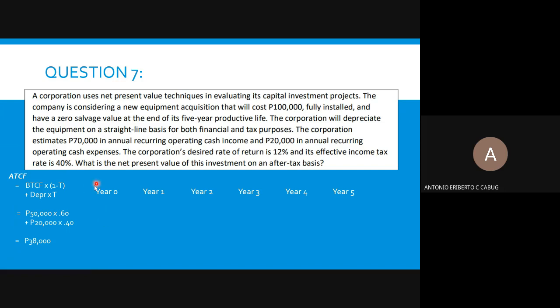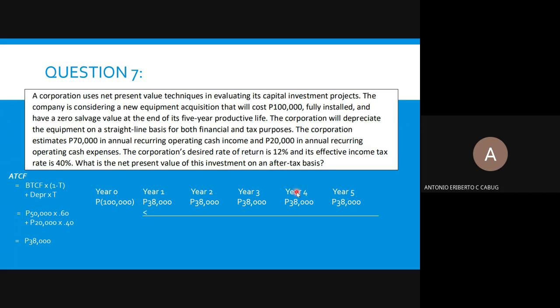Sige. Year zero, your only investment here is 100,000. Okay? Fully installed na yan. And then zero yung magiging salvage value sa 5-year life. Every year, you are going to generate 38K annually for the next 5 years. So 38K, pwede to gamitan ng annuity. The required rate of return is 12%. 1.12 to the power of 5 minus 1, divided by 0.12.